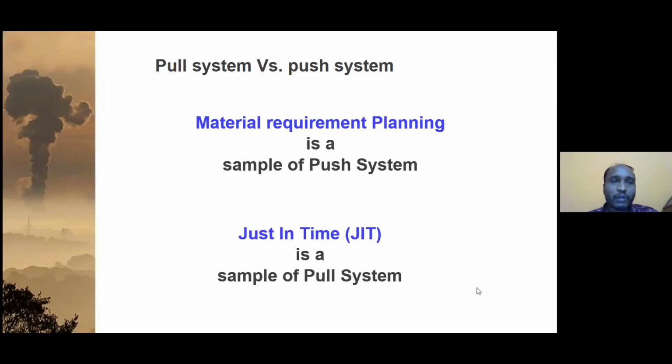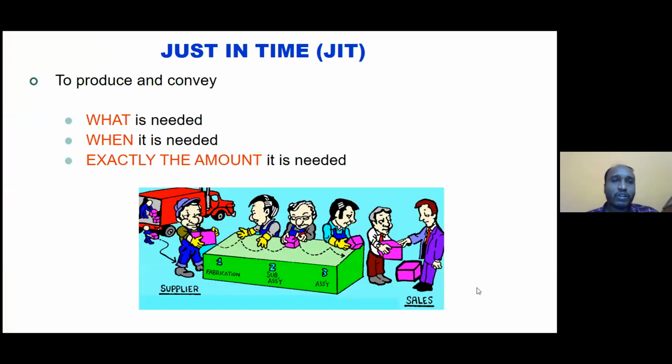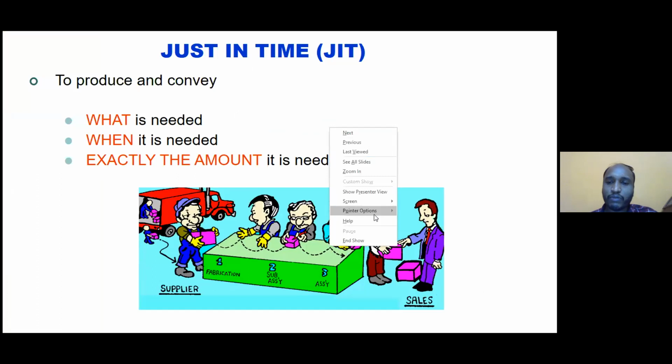The material requirement planning is the push system, and just in time is called the pull system. So this is also one kind of example of the pull system and push system. Just in time means to produce and convey what is needed, when it is needed, in exactly the amount needed. As I said in the initial slides, the Toyota production system follows the just in time system. Whatever is required for the particular line, that material should be available.